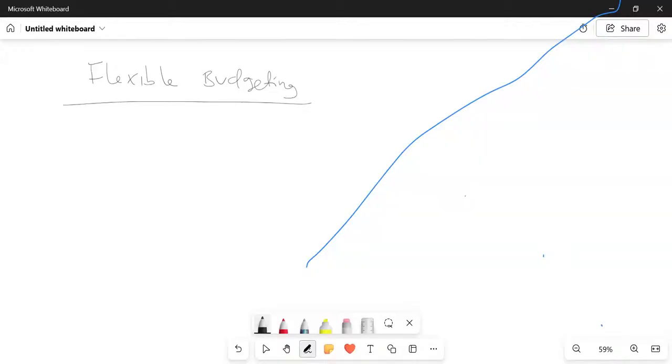Give me a small title there. Purpose of flexible budgets, or even objectives. Sometimes they ask us to give them objectives of a flexible budget. Number one, to compare like with like. Compare like with what here? With like, in brackets, actual versus adjusted budget.